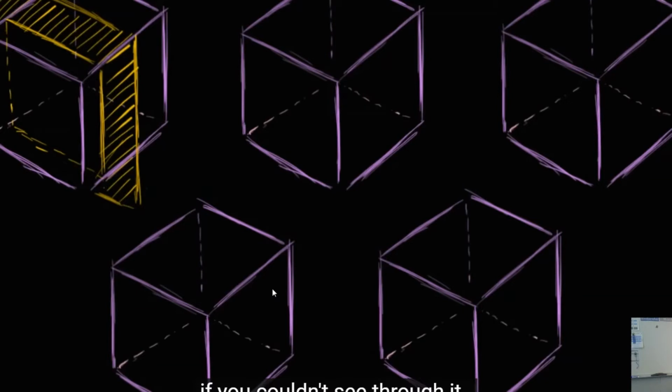And actually, if you could see through it, you'd see this dotted line, and the plane would look like that. So a square is a pretty straightforward thing to get if you're doing a planar slice of a cube. But what about a rectangle? How can you get that?